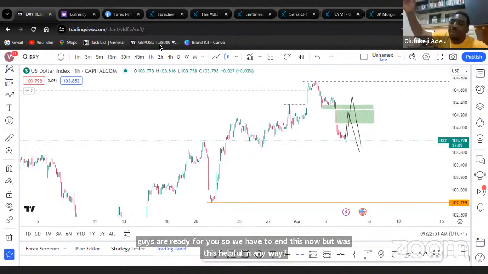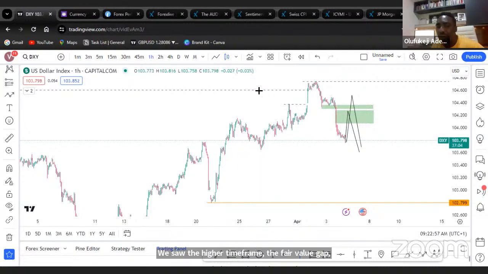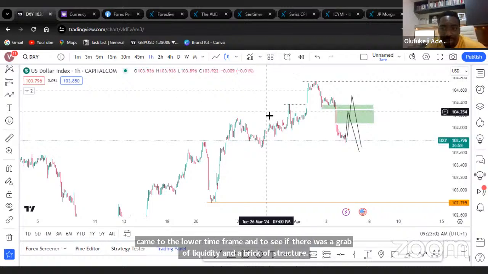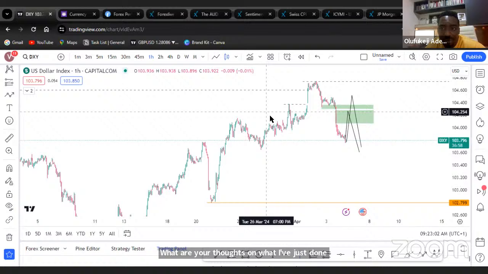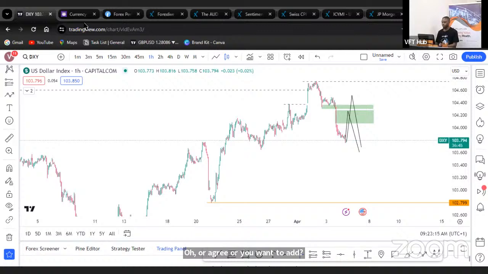We saw the higher time frame fair value gap. Then we came to the lower time frame to see if there was a grab of liquidity and a break of structure. Demola, what are your thoughts on what I've just done? Oppose, agree, or do you want to add? Agree, sir. All right then.